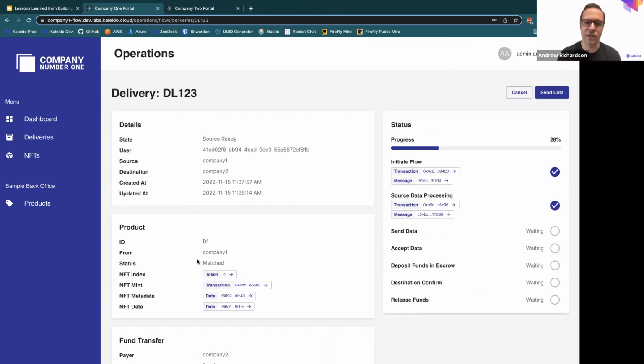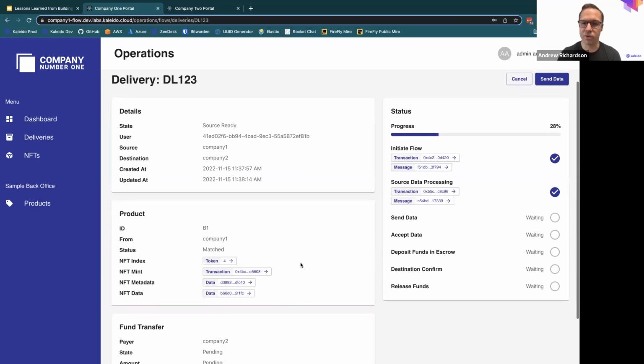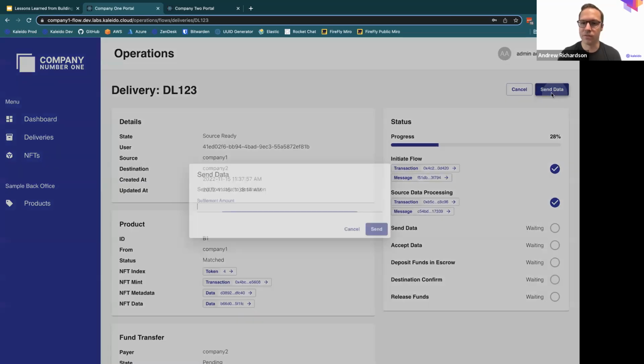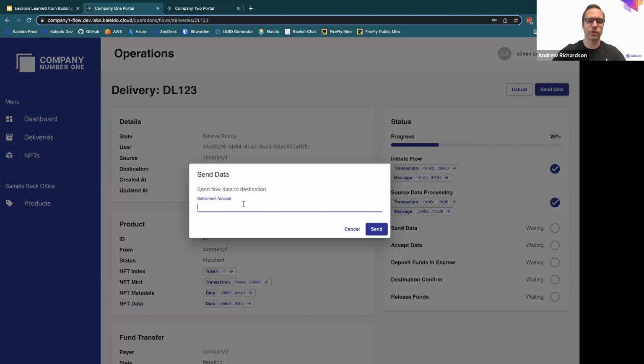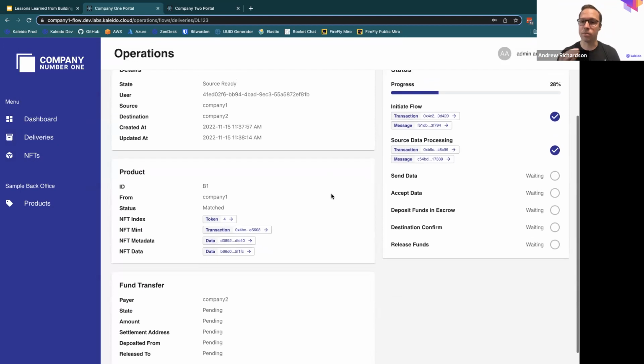All right, if this all looks good, now the next step is to send this data over to company 2. All right, so I can see I've got my Web3 constructs in place. I'm going to send the data, and at this time, I'm also going to enter a price. And this is the number of tokens that company 2 is going to need to send back to me in order to complete the ship. This is going to trigger another blockchain transaction and a FireFly, what we call a pinned message.